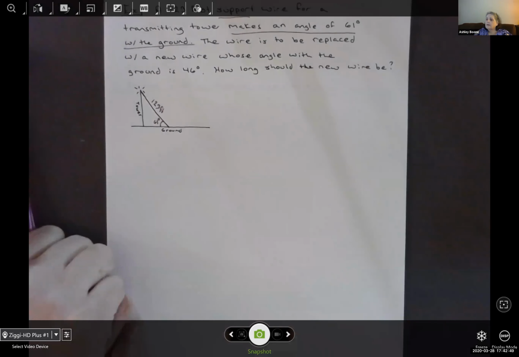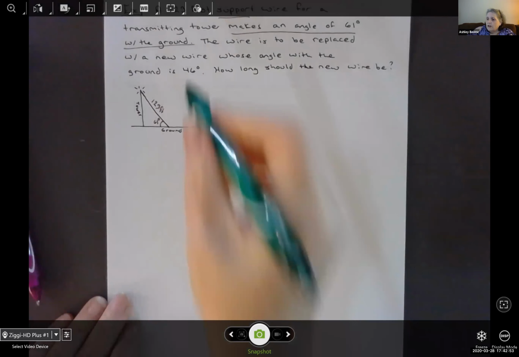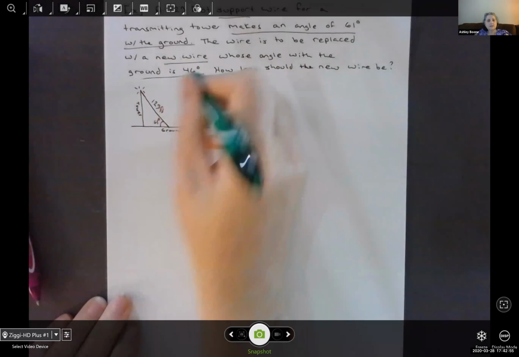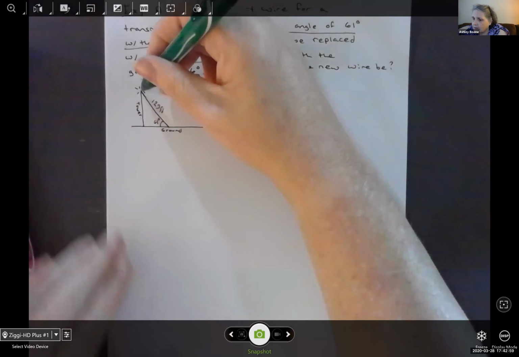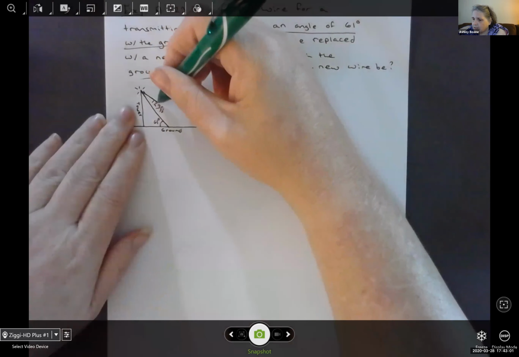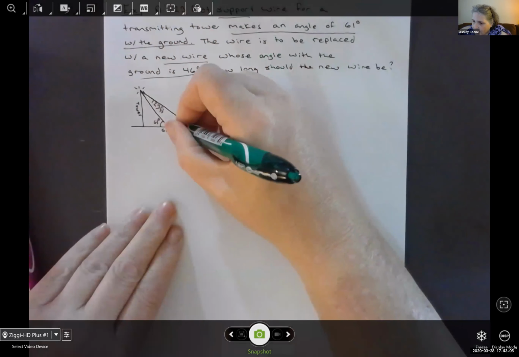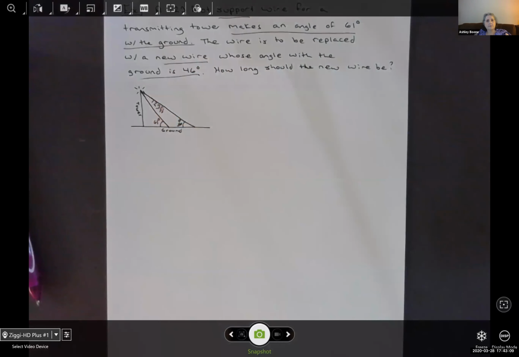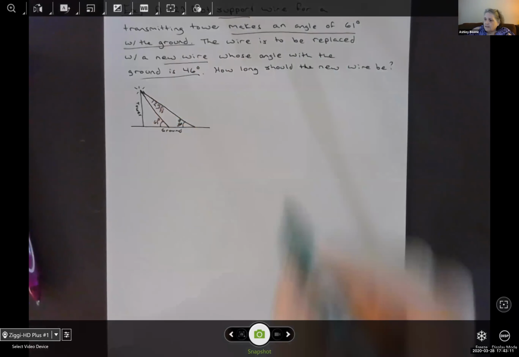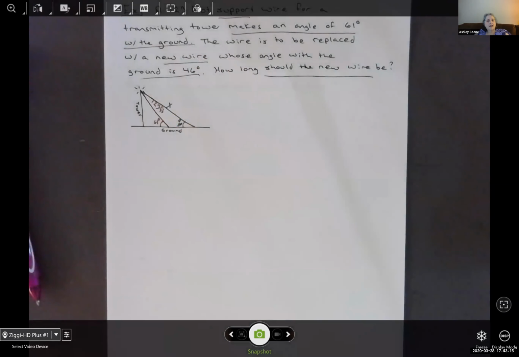Now, we're told that it's going to be replaced with a new wire whose angle with the ground is 46 degrees. So imagine if I had a new wire coming out here. If I push this out here, that makes a smaller angle. There's my 46 degree angle. This is my new wire right here. How long is the new wire? So I'm looking for this length right here, X.